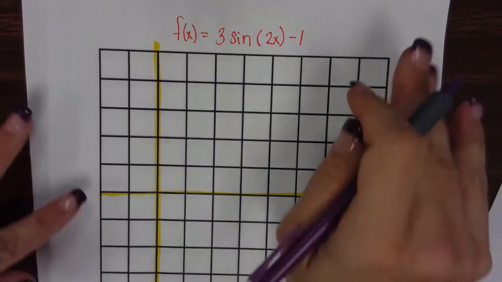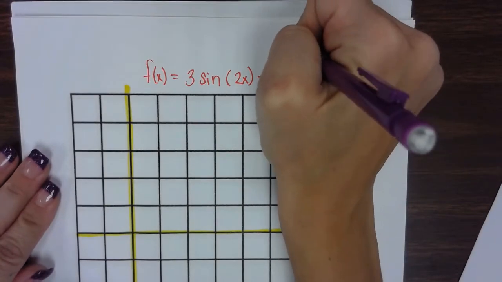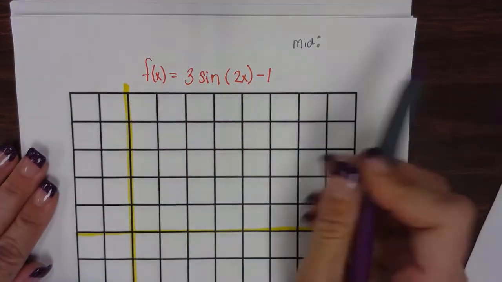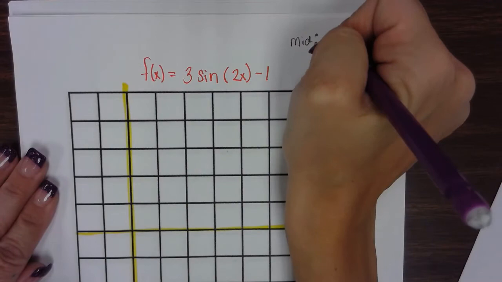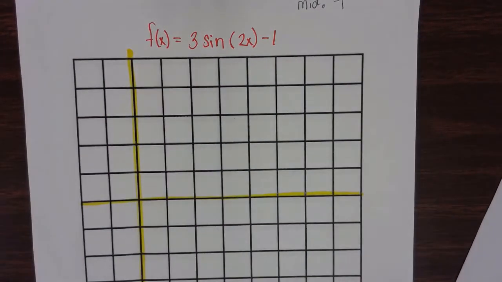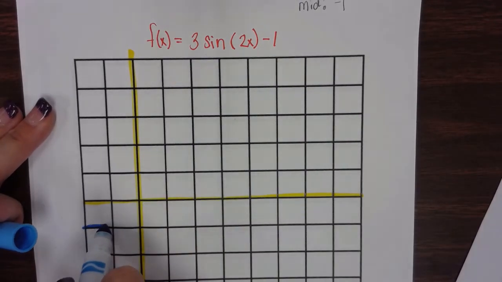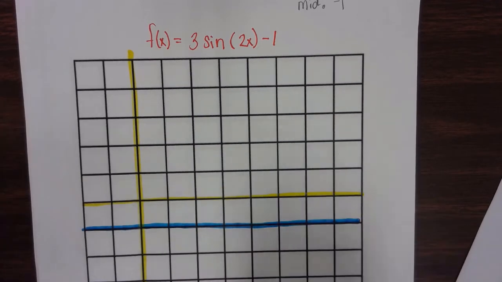Next, what I want you to do is remember what's the first thing we found. We found midline. And the midline comes from what's added or subtracted at the very end. So in this case, our midline is -1. What I'm now going to do is actually put the midline on my graph. So I'm using a different color so I don't confuse that with the X and Y axis. Okay, so it's at -1.